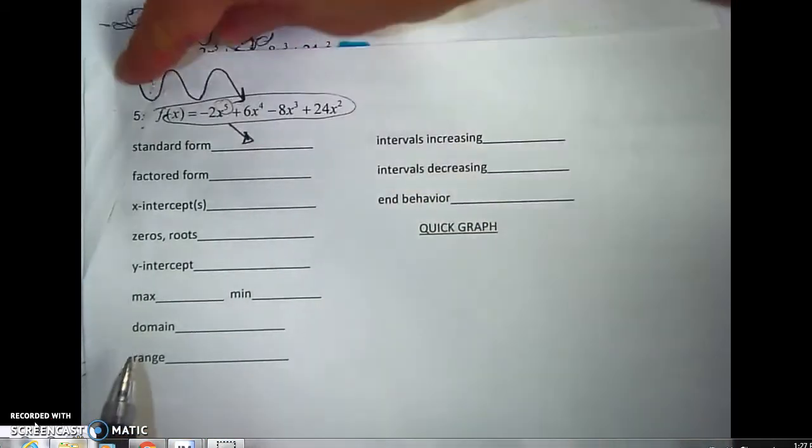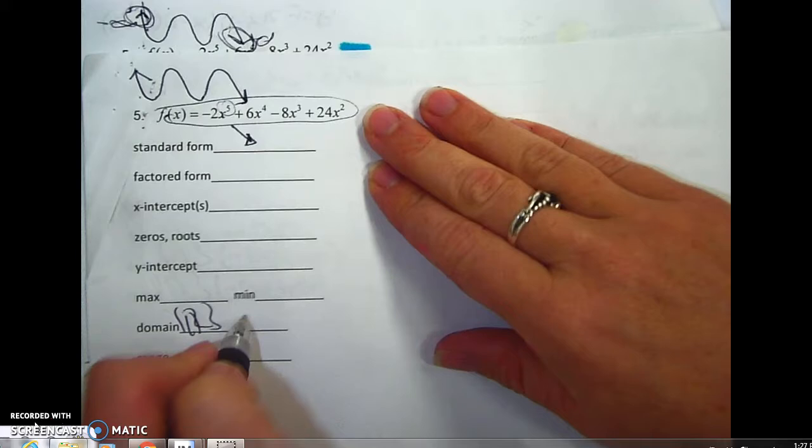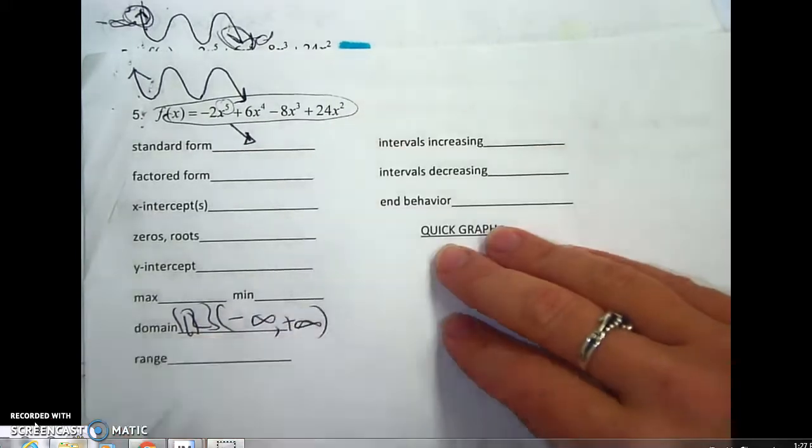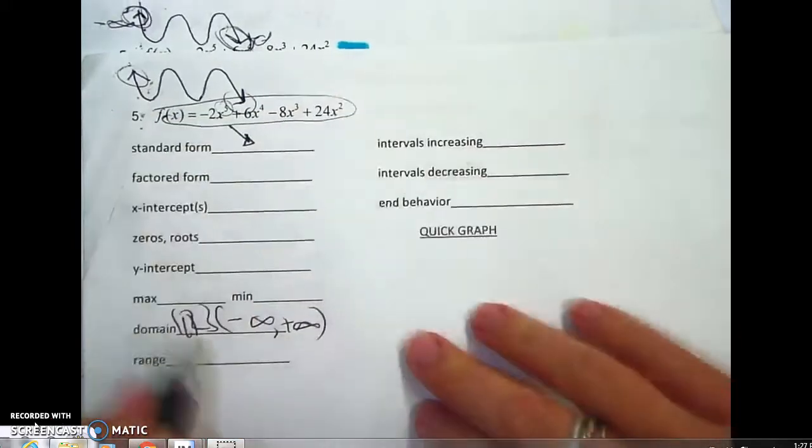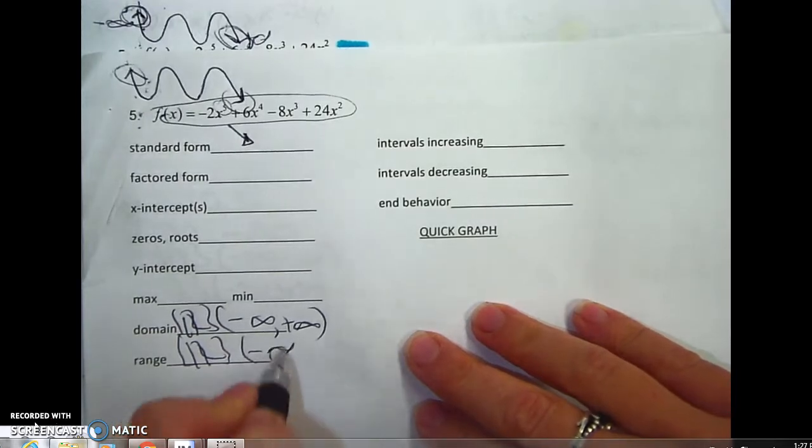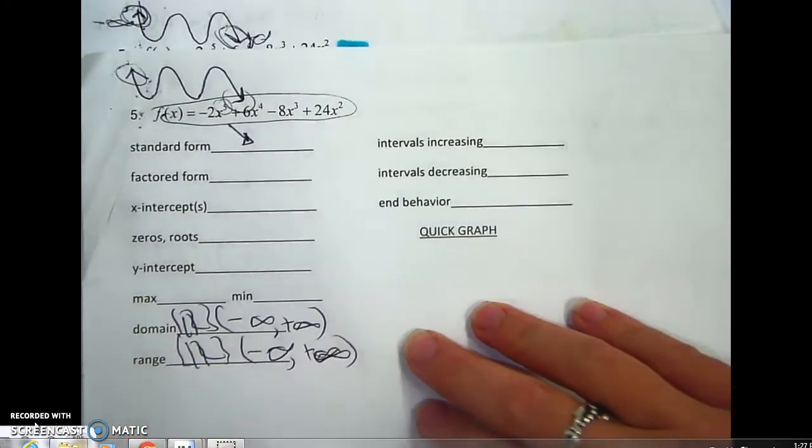So the domain is everything to the left, everything to the right, all real numbers. Negative infinity to positive infinity. The range is everything up and everything down, all real numbers. Negative infinity to positive infinity.